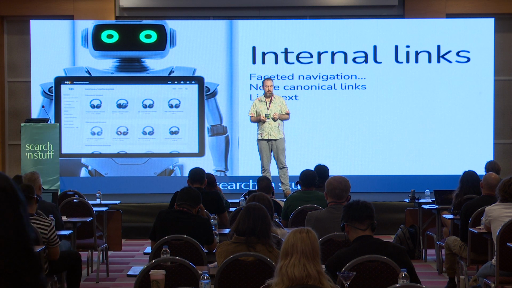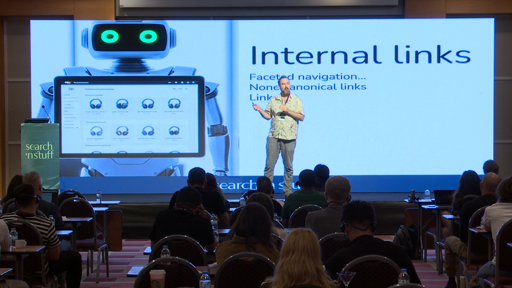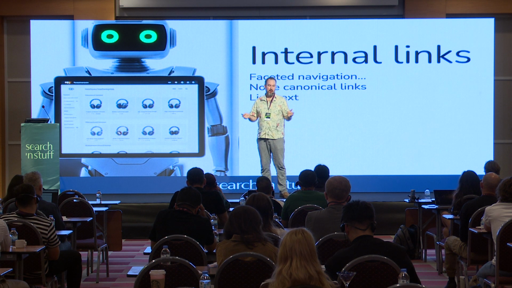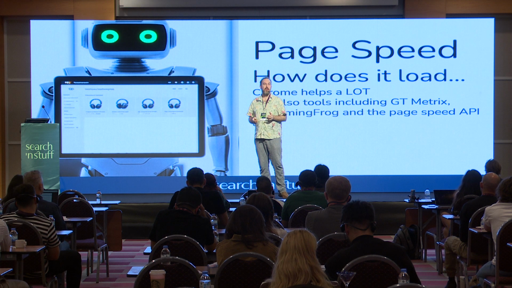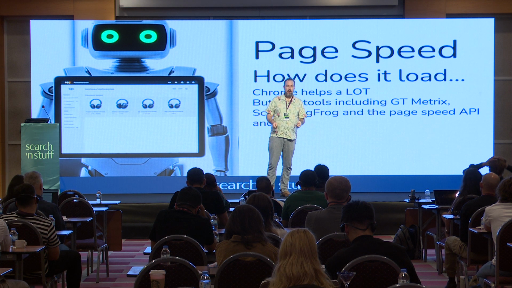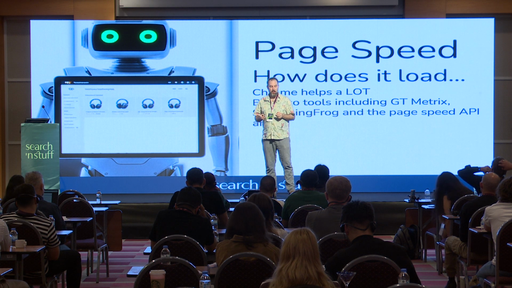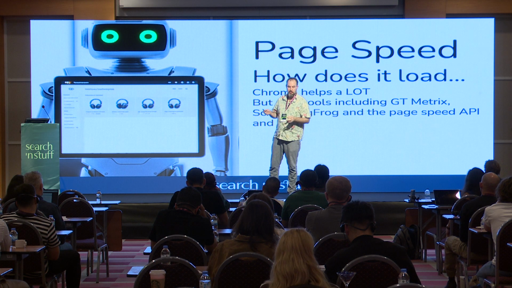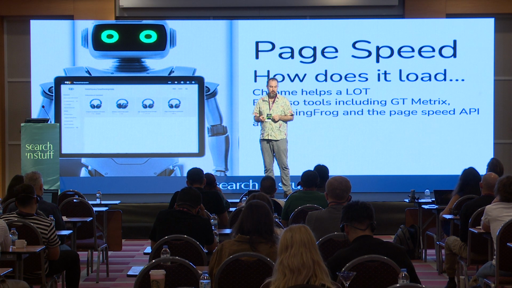Internal links: make sure that they're all linking to the canonical, and make sure the link text is there. Read more is terrible. So basically make sure all of that works really well. Page speed: how does it load? Chrome helps a lot, but also use external tools like GTmetrix, Screaming Frog, and the PageSpeed API.